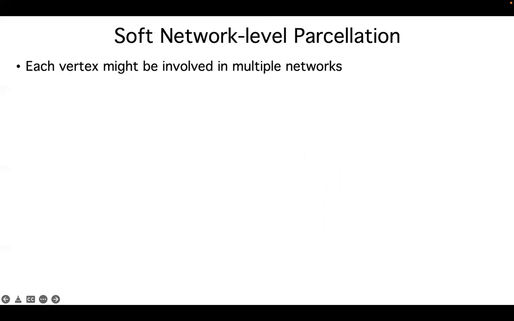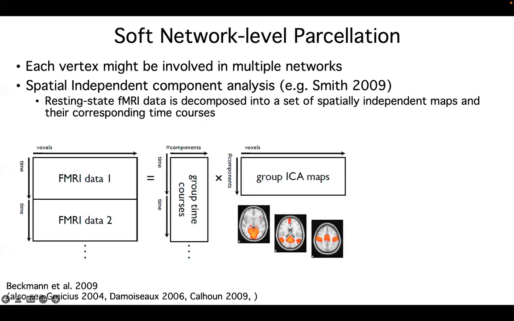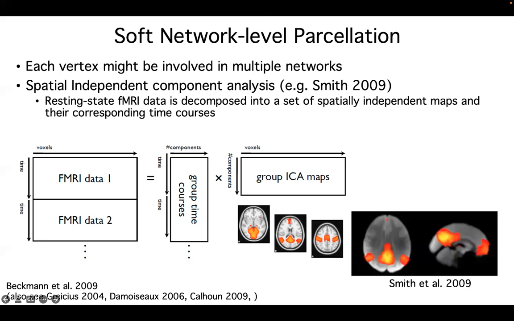Another category of network-level parcellation is soft parcellation. So here, each vertex can belong to multiple networks. Spatial ICA is one of the most popular soft parcellation approaches. In spatial ICA, the resting-state functional MRI data is seen as the decomposition of a set of spatially independent maps and their corresponding time courses. So here is a spatial map corresponding to the default network from Smith 2009.